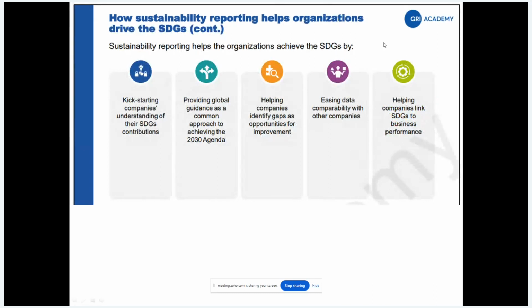So how does sustainability reporting help organizations? It kickstarts companies' understanding of their SDG contribution, provides global guidance as a common approach to achieving the 2030 agenda that we have spoken about, helps companies identify gaps as opportunities for improvement, and eases data comparability with other companies. So we'll see that out of the 8 principles, there are 3 main principles which are to be considered. We'll see when we move through our presentation. So that will be included there, comparability. So it helps companies link SDGs to business performance, and the performance can be evaluated based on that.